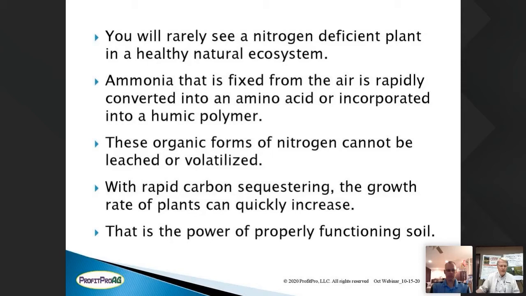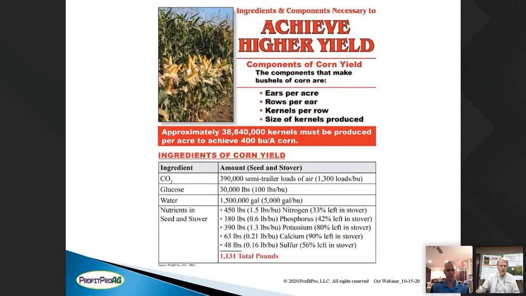And again, this is the power of proper functioning of soil and to have a really wholesome and healthy production system. Now, this slide I put together, and this is really kind of interesting. When I show this to people, a lot of people don't really believe it when we talk about what it takes to produce a good corn crop here, 400 bushels. So what would it take to produce 400 bushels? Well, it's going to take about 38 million kernels of corn.